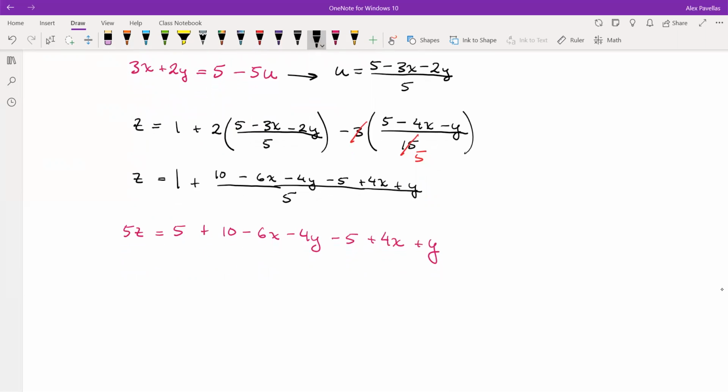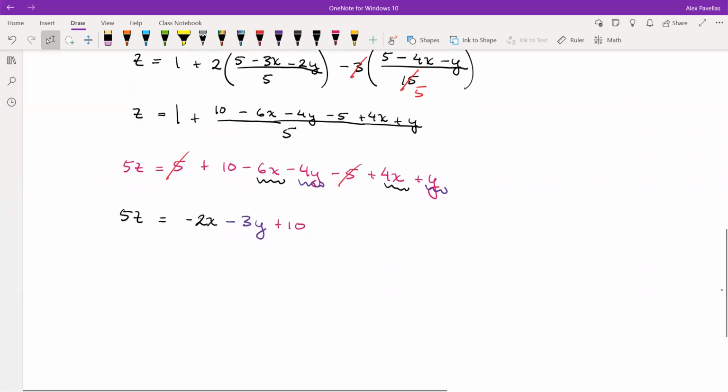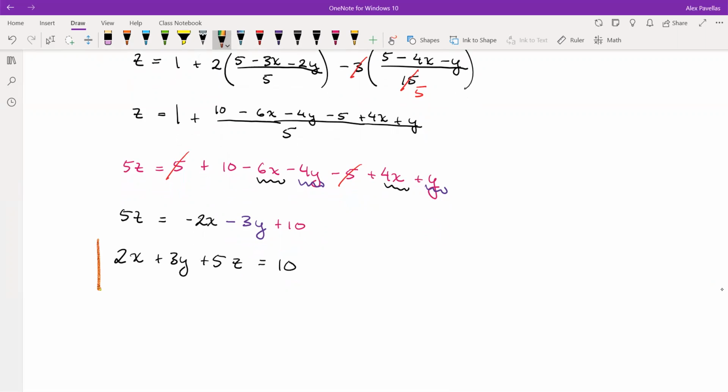And we can clean it up a little bit, right? How many x's do I have over here? I've got minus 6x plus 4x, so that's minus 2x. How many y's do I have here? I've got minus 4y plus y, so that's minus 3y. And then what are my constants here? Well, the 5's cancel, and I'm left with a plus 10. And then I can move the x's and y's over to the other side of the equation to get it into that standard normal form. 2x plus 3y plus 5z equals 10. And that is the equation of our plane.